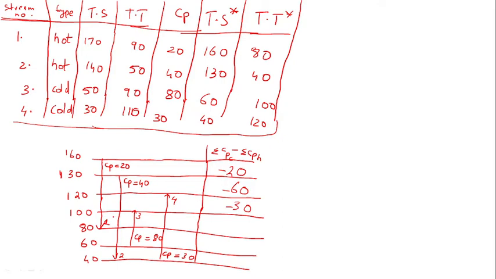Here we have 2 cold streams and 2 hot streams. So we need to do 80 plus 30 minus 40 minus 20, which we get as 50. Here we have 3 streams, 2 cold and 1 hot stream. So 80 plus 30 minus 40, we get 70. And here we have 2 streams, 1 hot and 1 cold. So 30 minus 40, we get minus 10.